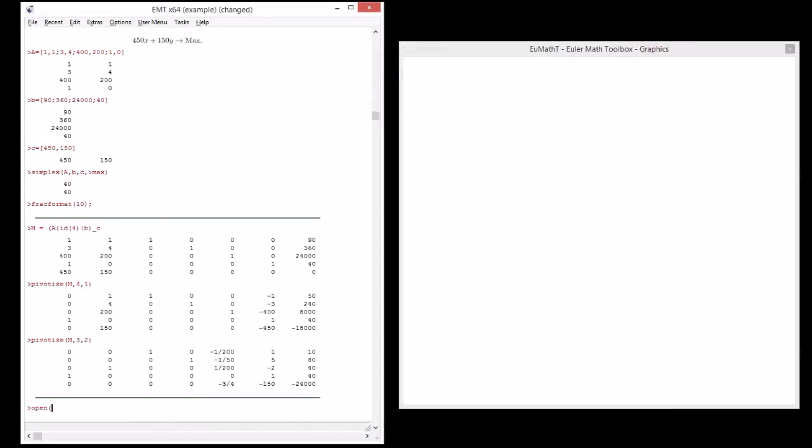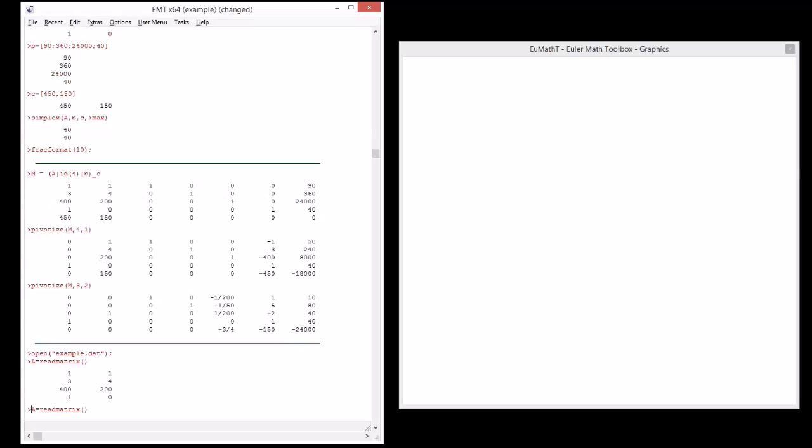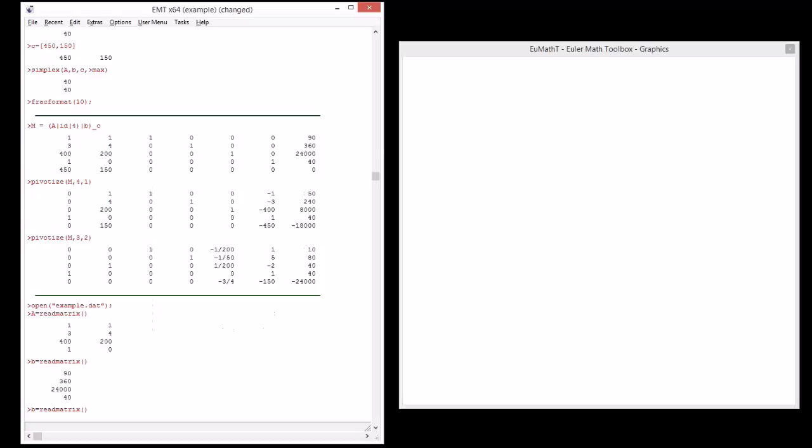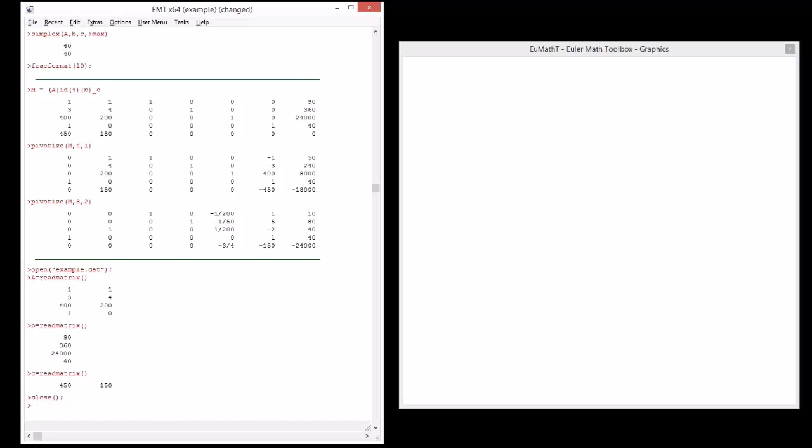You open the file example data. You read A, you read B, and you read C. That's all. You should close the file after you have read it.